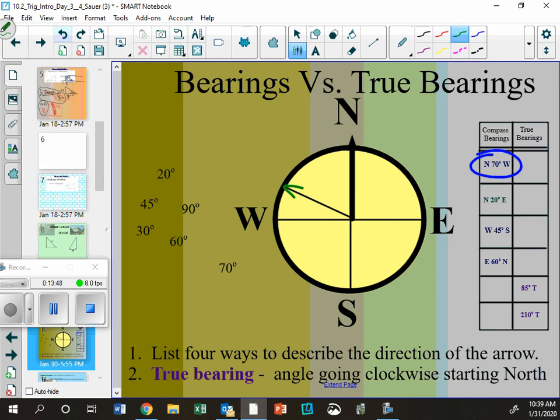What is it in true bearings? That'd be 270 plus 20 more. Very good. Because that's 70, so this must be 20. And so 270 plus 20 more is 290.